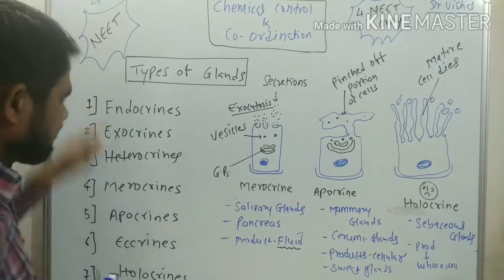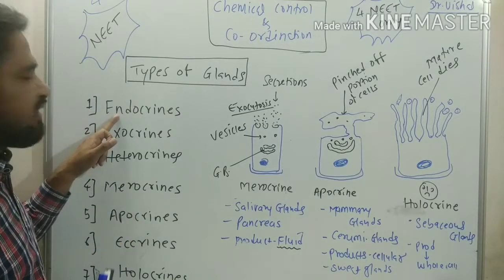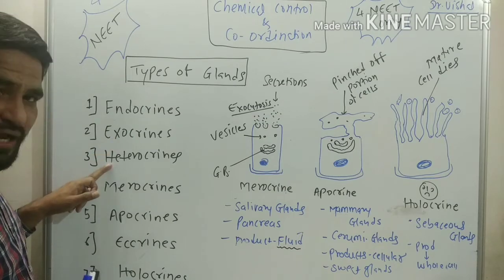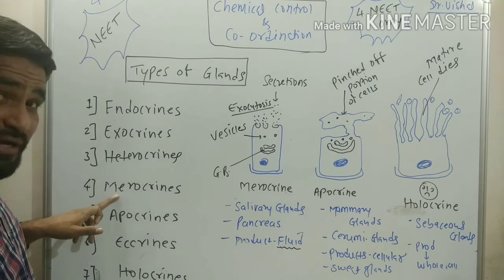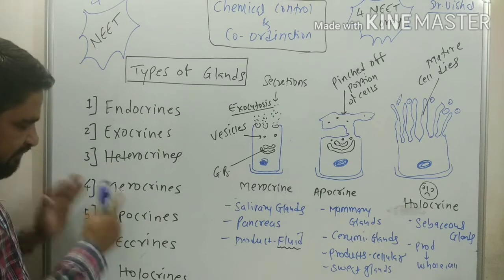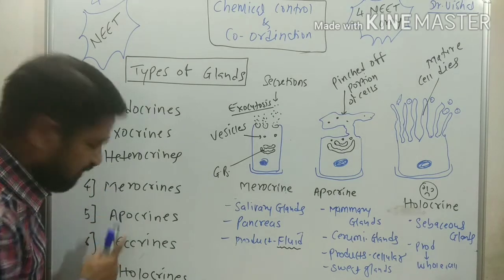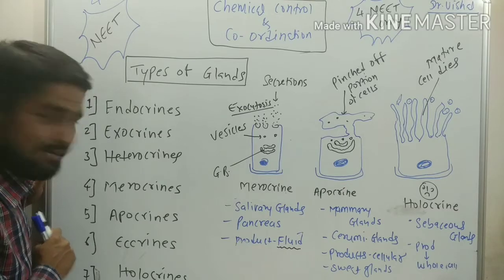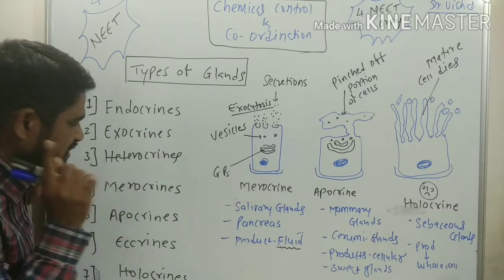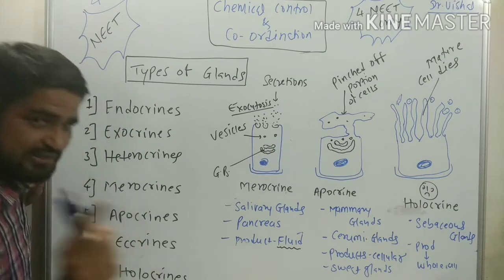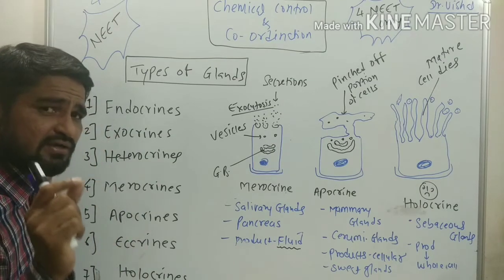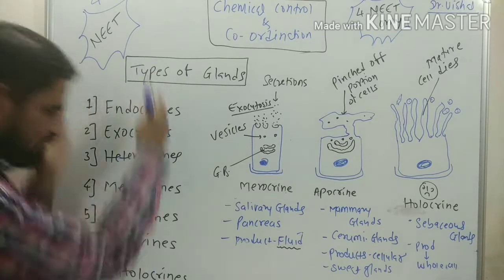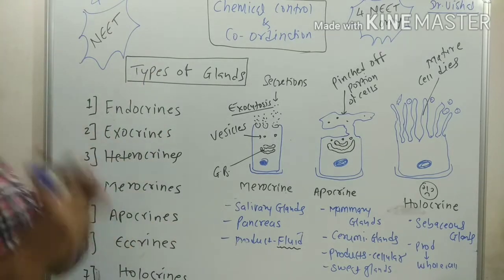Here I have mentioned some types of glands in our body, like endocrine glands, exocrines, and heterocrines. We already discussed these in the last lecture. There are some glands called merocrines. This is a new topic for NEET. There are merocrines, apocrines, ecrines, and holocrine glands also present in our body. These terms are new to you, but this is very important for NEET. Always in MCQs you will find some questions related to apocrines, holocrines, and merocrines. So let's talk about these different types of glands in our body.